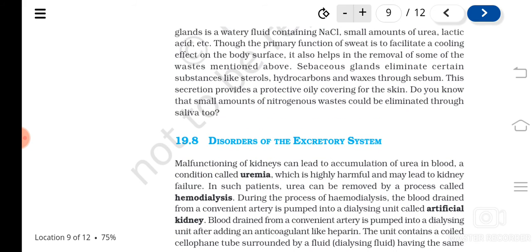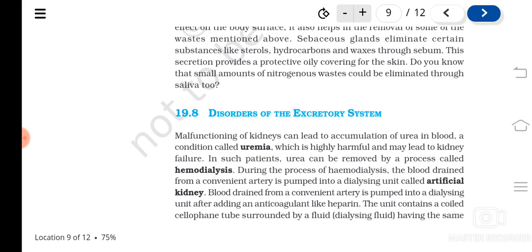So in addition to the kidney, there are some other excretory organs in our body. Then what are the disorders of the excretory system? That is uremia, the accumulation of urea in the blood. This happens when the kidneys are not functioning. Understood? So in that kind of patients we can do hemodialysis.